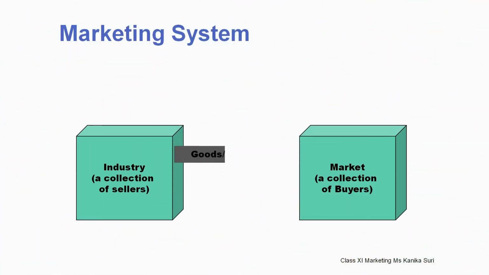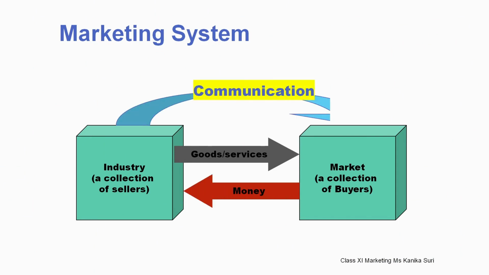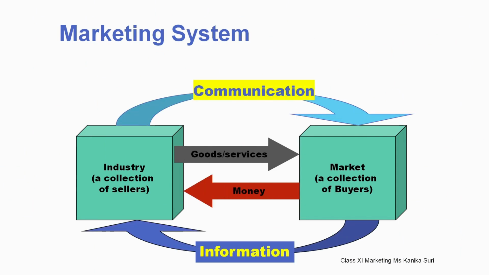Right. So next slide is marketing system. So what exactly is a marketing system? As you can see in the diagram, the industry is a collection of sellers, and the market is a collection of buyers. So all of the buyers, they are in the market. All of the sellers, they are in the industry. They exchange goods and services. So basically, the industry sells the goods or services to the market or buyer.